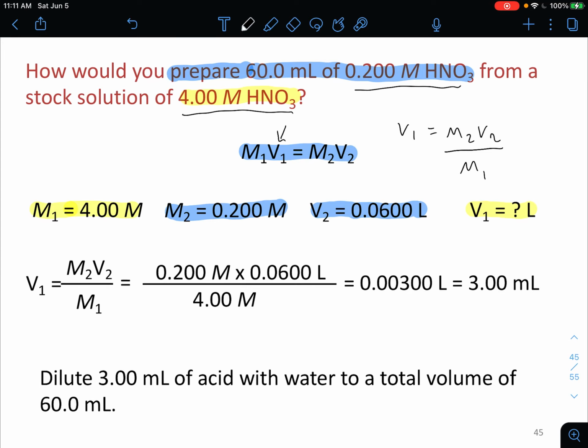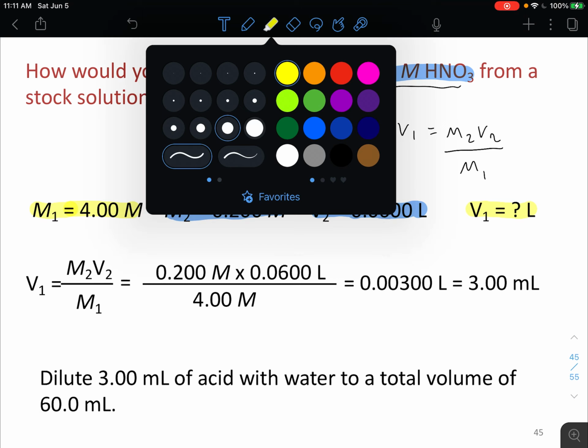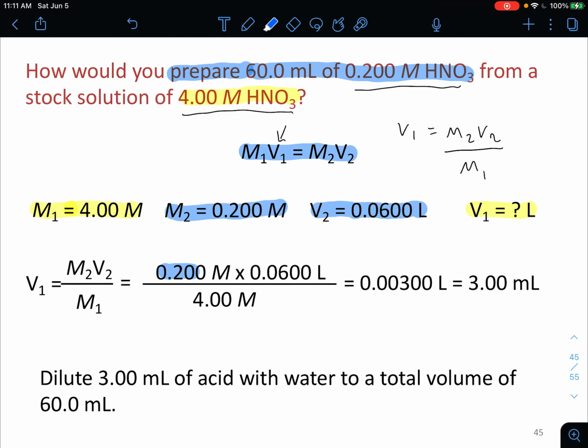And I have all the values I need here, right? Here's M2, here's V2, and then here's M1. And when I solve for that, I get my answer of 0.00300 liters, trying to keep my significant figures consistent, 3 in all of our values. Then when I convert it into milliliters, I'll get 3 milliliters.